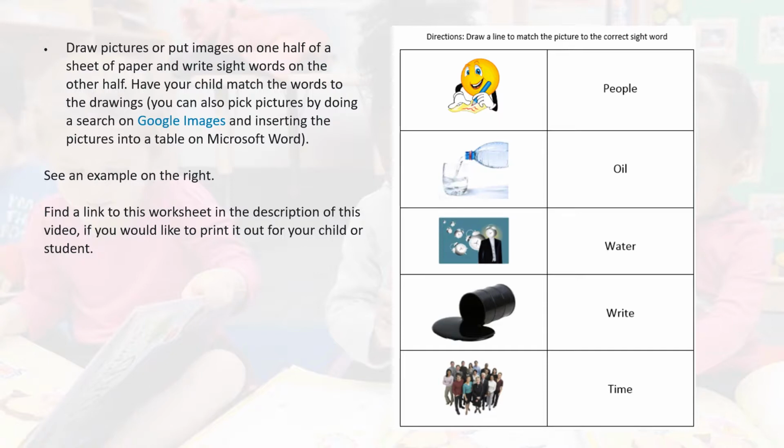Another way to connect a visual to the word is to draw pictures or put images on one half of a sheet of paper and write sight words on the other half. Have your child match the words to the drawings. You can also pick pictures by doing a search on Google Images and inserting the pictures into a table on Microsoft Word. Here is an example on the right, and you can actually find a link to this worksheet in the description of this video if you would like to print it out for your child or student.